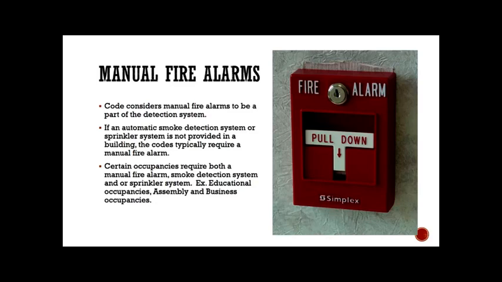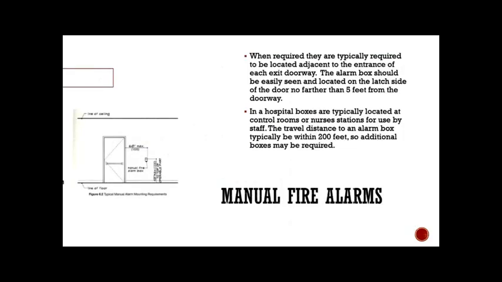You can see, of course, the white T-bar. All you have to do is go by and pull it down, and all the fire alarms go off, and a lot of times it's connected to the fire department. The key there is for you to reset it. So, manual fire alarms, when they're required, are typically required to be located adjacent to the entrance of the exit doorway. You can see the visual on the left-hand side, and it's also located in your textbook.